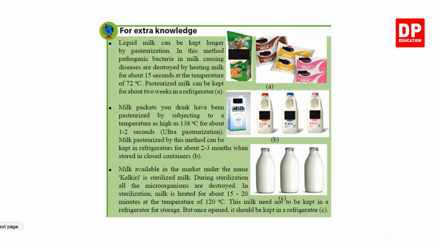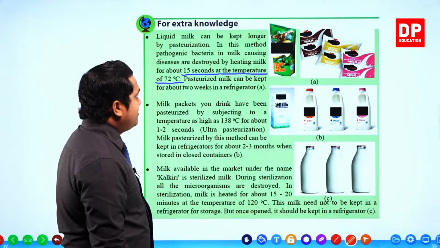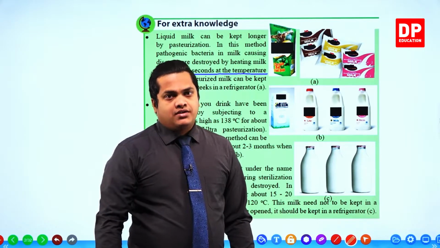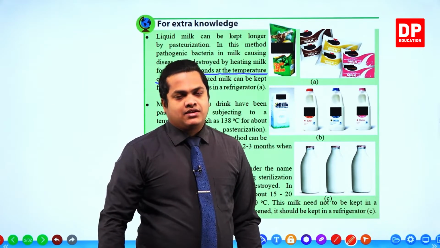A column is given for extra knowledge, especially about milk products, dairy products. Here it is given: liquid milk can be kept longer by pasteurization. In this method, pathogenic bacteria in milk causing diseases are destroyed by heating milk for about 15 seconds at a temperature of 72 degrees Celsius. So my dear children, pasteurization is a method that we follow to preserve milk or dairy products, especially milk.